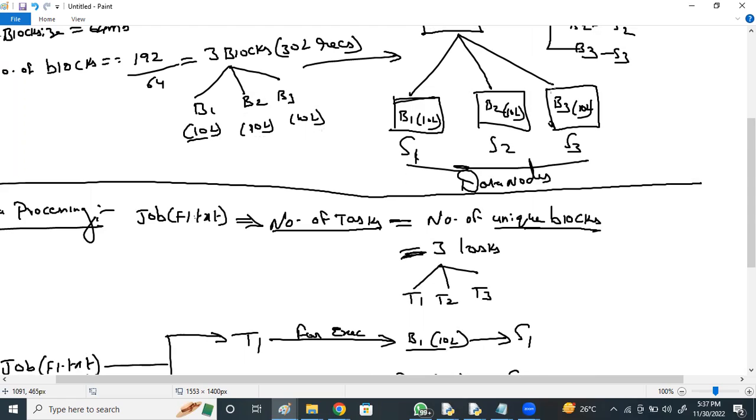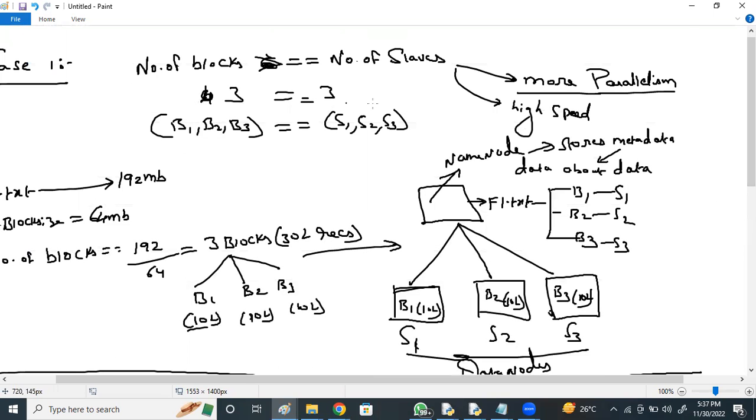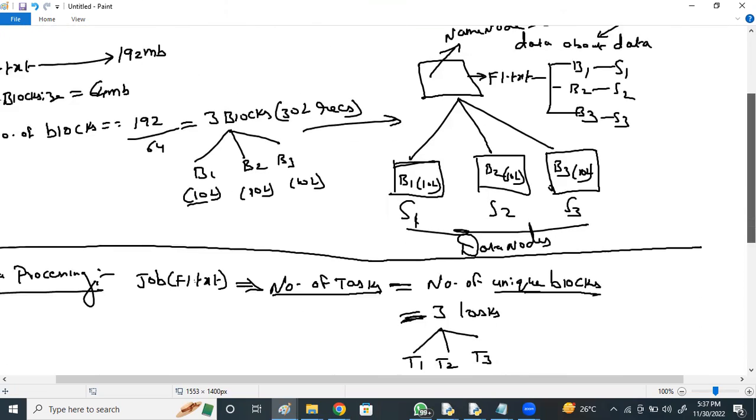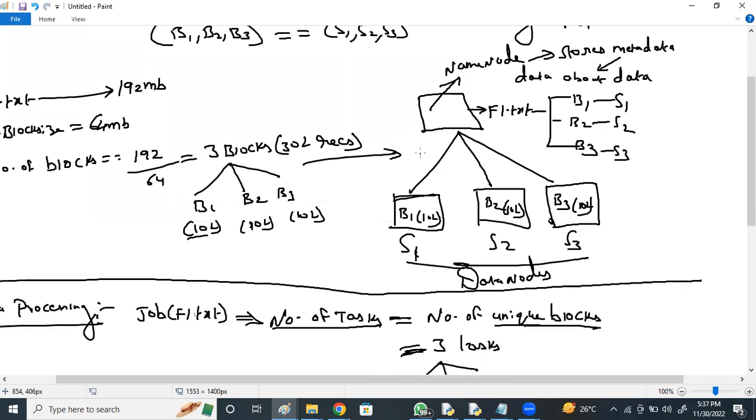20 tasks will be distributed across these 3 slaves, which means some tasks will be in the waiting state, nearly 17 tasks. But in our example, blocks are 3 and slaves are 3. So here T1 is assigned to slave 1 to execute B1 10 lakh, T2 to S2, T3 to S3.